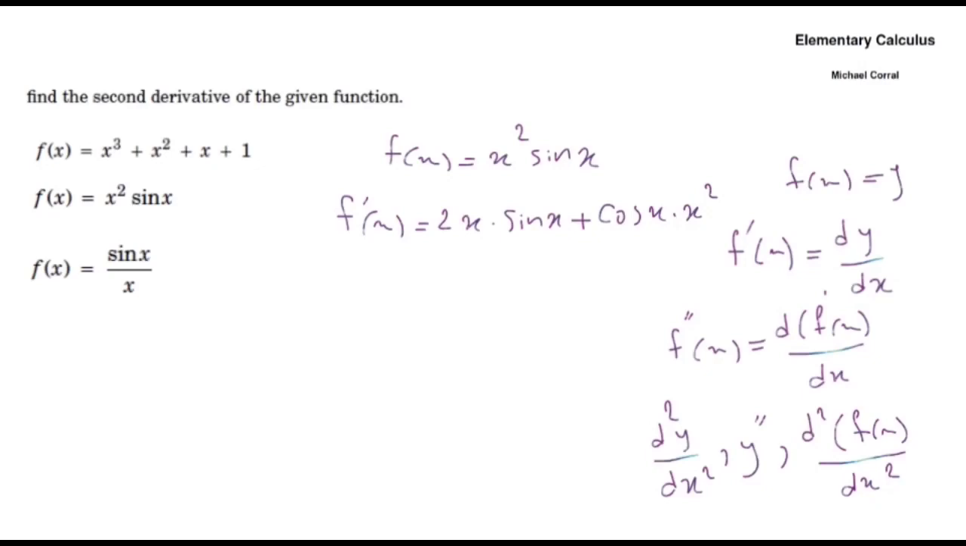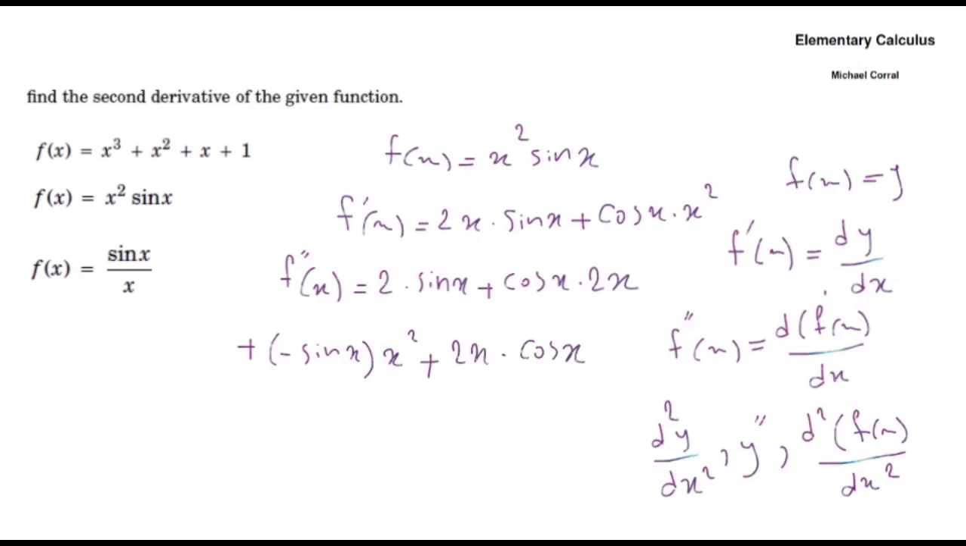And the second derivative of f(x) equals the derivative of 2x, which is 2, times sine x, plus the derivative of sine x, which is cosine x, times 2x, and for the second expression, the derivative of cosine x is negative sine x times x squared plus the derivative of x squared, 2x, times cosine x.